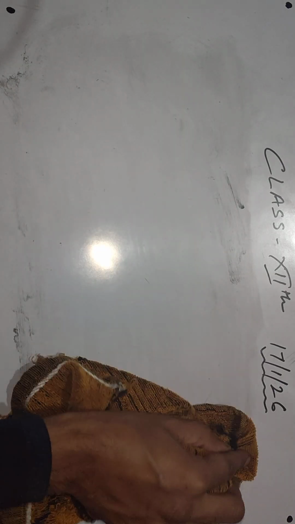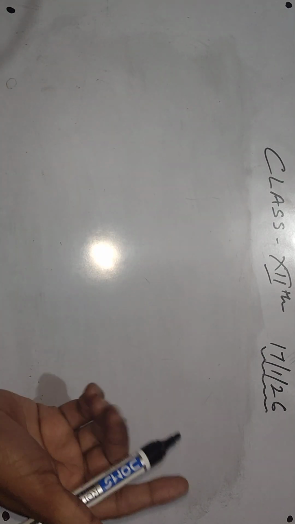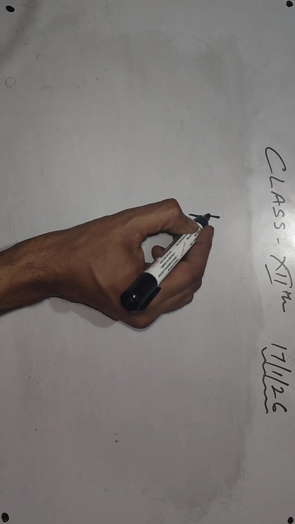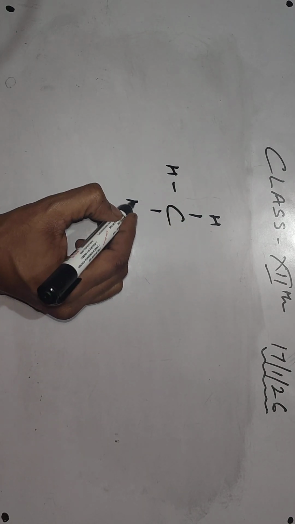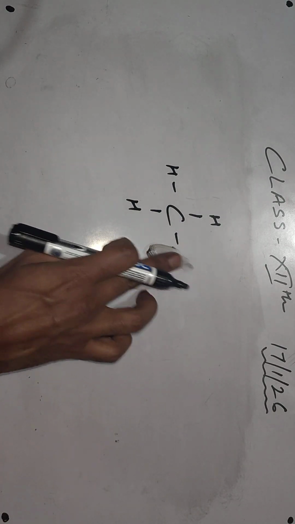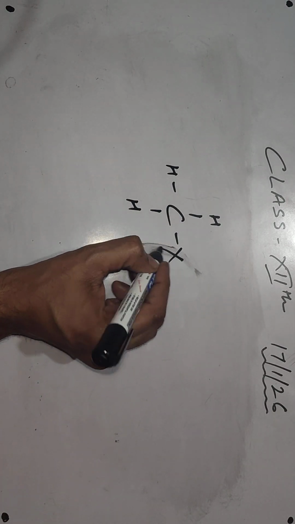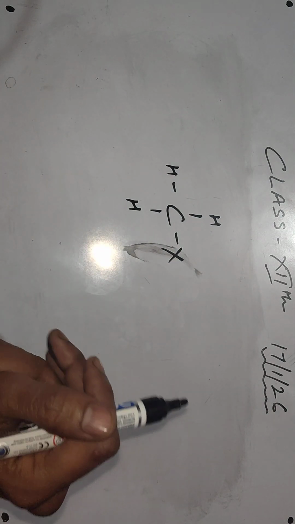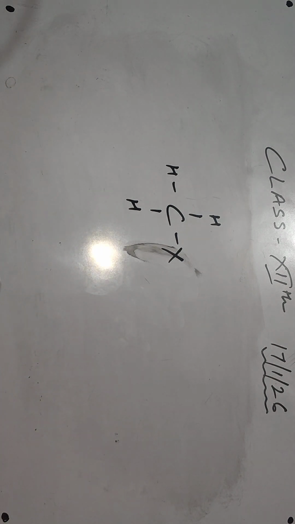One more type of haloalkane is there which is known as methyl halide, in which only one carbon is available, like this. Or in place of chlorine, a general X we can use for halogen. So this is methyl halide. So total 4 types of haloalkanes we have. Methyl halide is there, 1 degree haloalkane, 2 degree haloalkane, and 3 degree haloalkane.